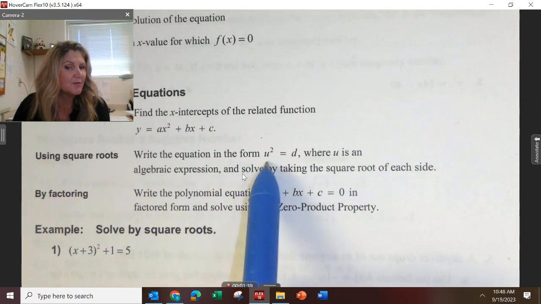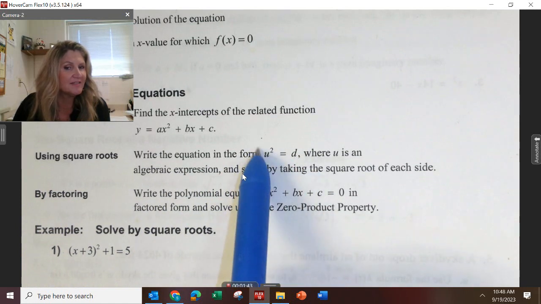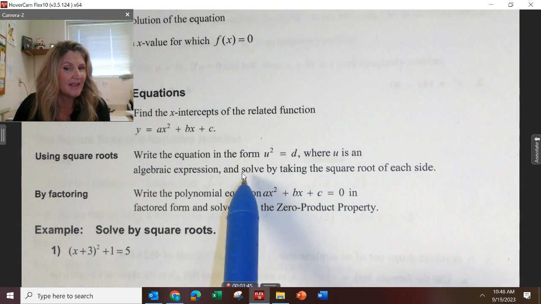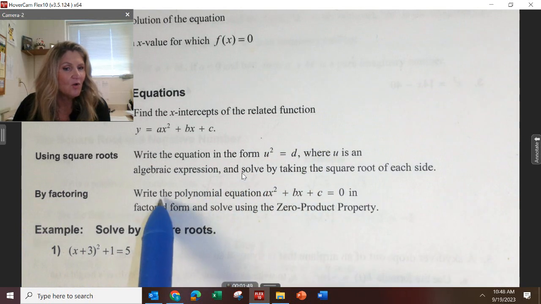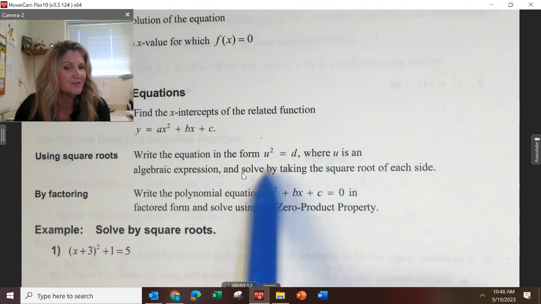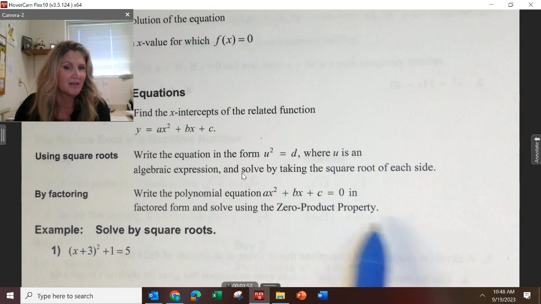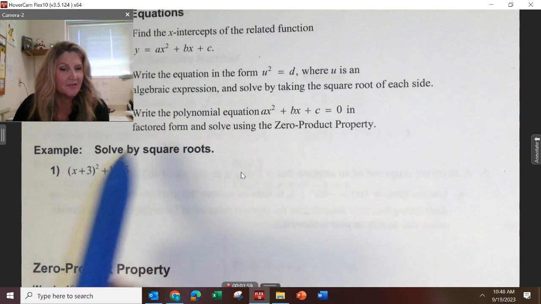We're going to use square roots. So if we have something squared equals d, we can take the square root of both sides and solve that. Or we can write the polynomial equation that's given to us in standard form, change it to factored form, and then use the zero product property. That's what we're going to be doing.